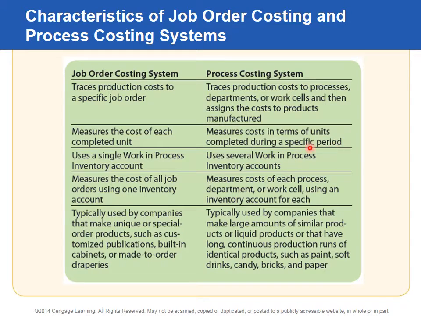They usually look at a specific period of time, like how many Oreo cookies were made during this week. There are several WIP accounts, work in process accounts, and they use an inventory account for each of these WIP accounts. And it's typically a process that's used by companies that have very similar products. Toilet paper, candy, bricks, drinks.